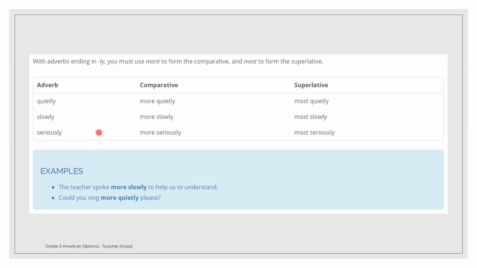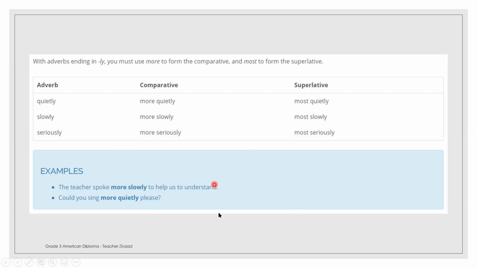So when an adverb ends in ly, this is pretty simple. You're basically adding the word more to the comparative form and most to the superlative form. I'm just repeating myself to make sure that it sinks in. Our very first example is quietly: comparative, more quietly, and superlative, most quietly. Slowly, more slowly, most slowly. Seriously, more seriously, and most seriously.